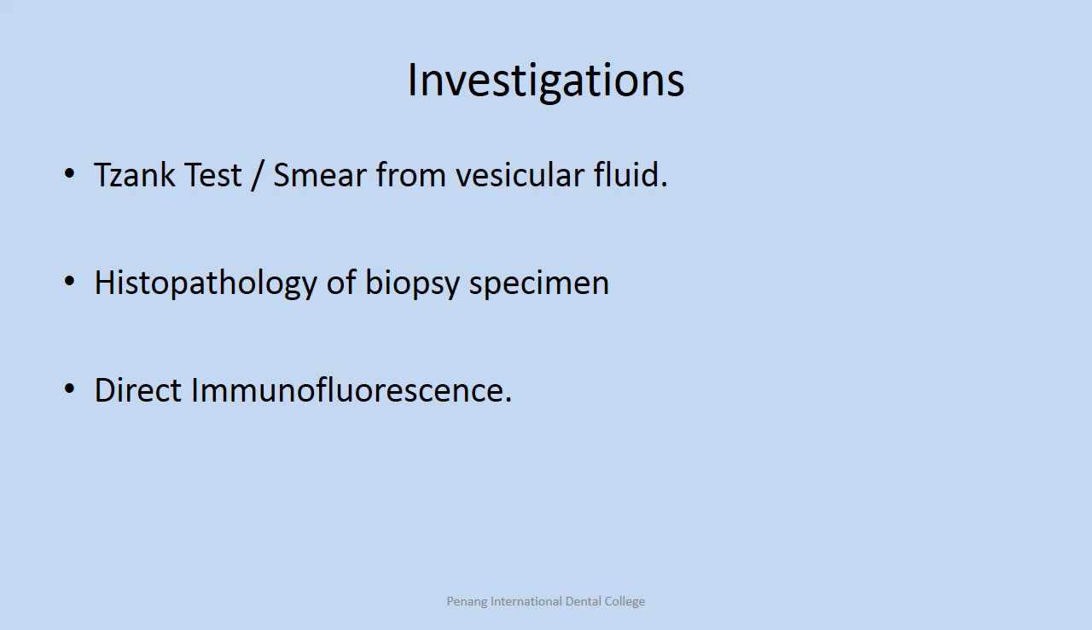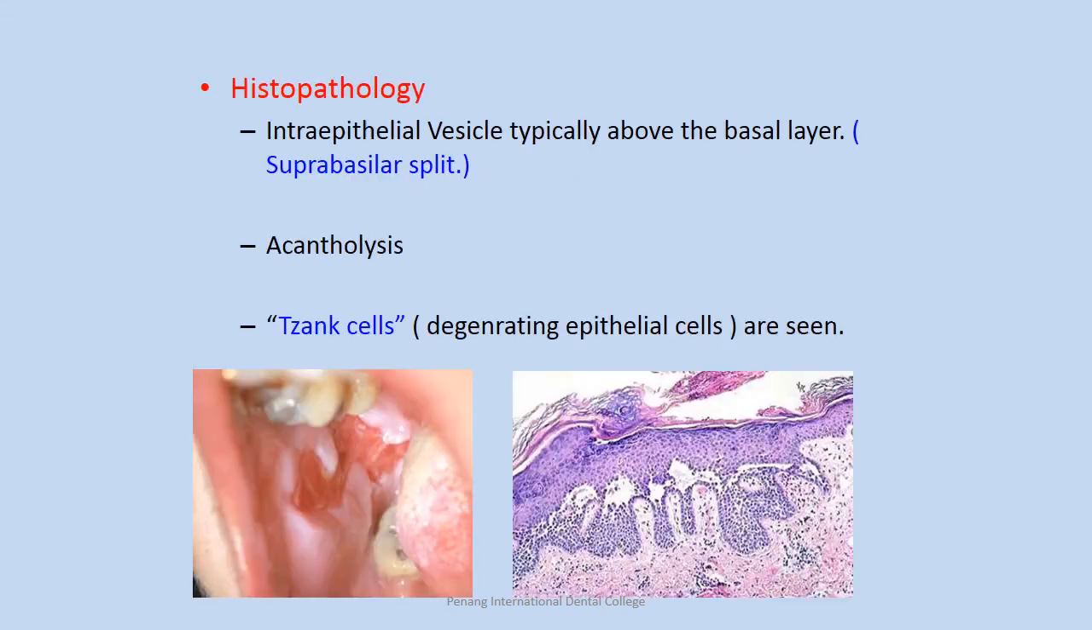Okay, we do not take the center of the vesicle or the ulcerated area, but the perilesional tissue. And the third investigation is direct immunofluorescence, which helps us to come up with the confirmatory diagnosis.